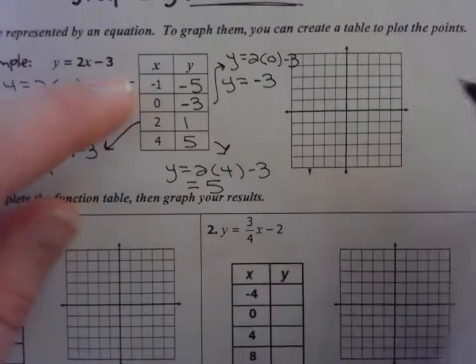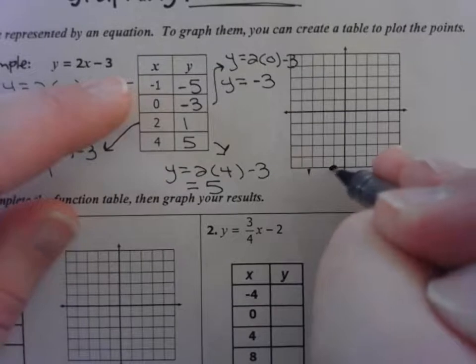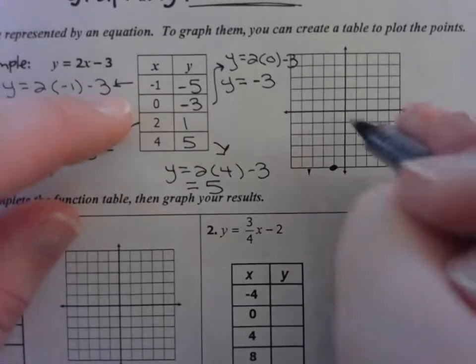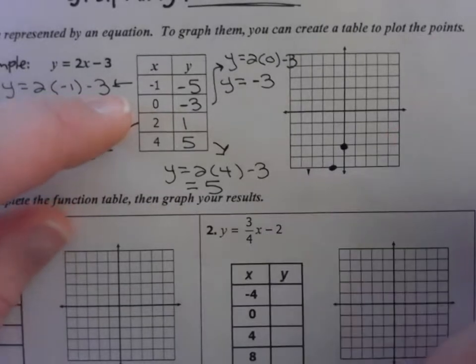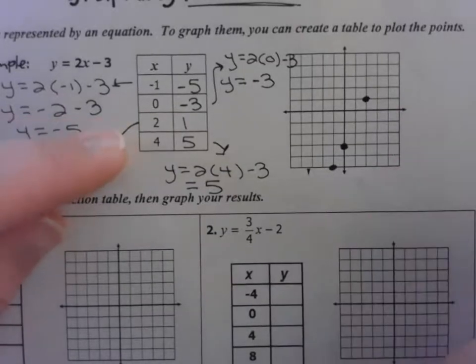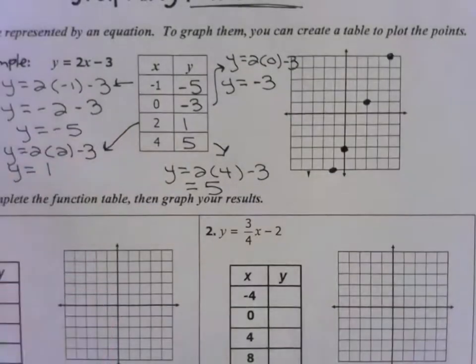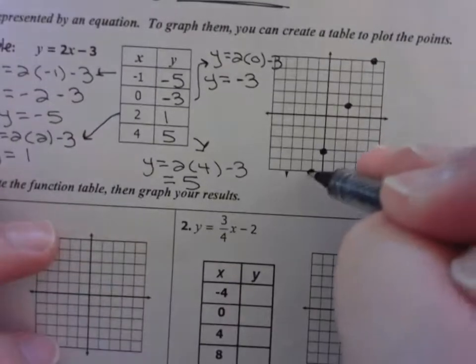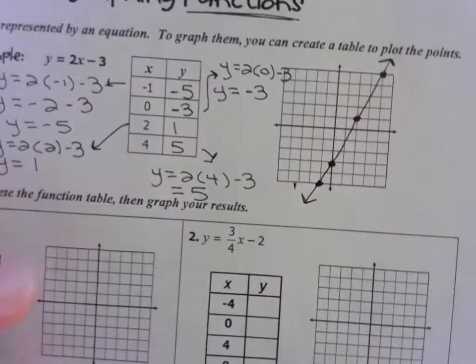-1, -5. How do I graph the point -1, -5? Left 1, down 5. 0, -3. So I just go down 3. 2, 1, right 2, up 1. And then 4, 5. So right 4, up 5. For what we are doing today, they should make a straight line. Draw the line through it, because this is an equation. It doesn't just give you ordered pairs. It gives you an equation. So you're actually going to have a line. Just draw. They don't need to be super straight.